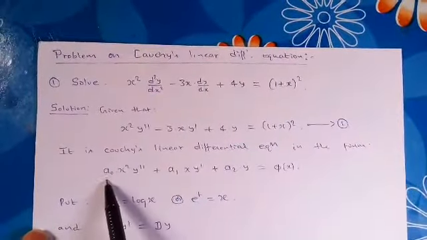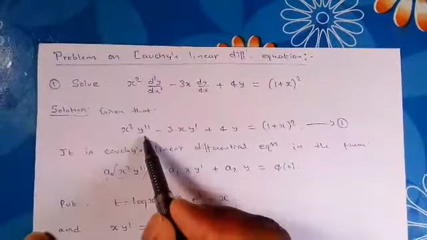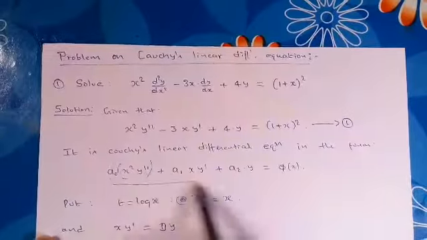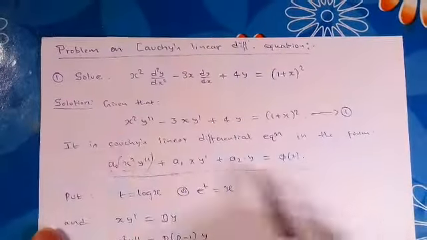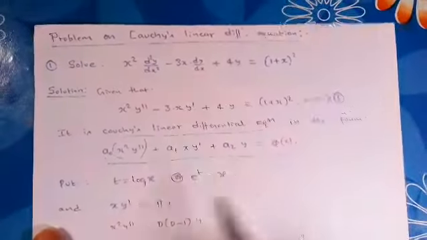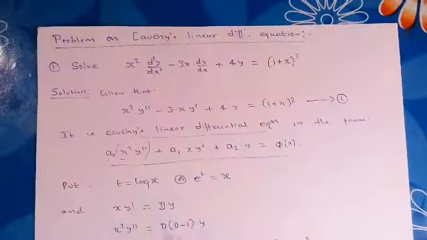It is in the standard form a naught x square y double dash. Here observe that y double dash is multiplied with x square and y dash is multiplied with x. So it is in the standard form of Cauchy equation. Therefore, we conclude that it is a Cauchy linear differential equation. Then we have to reduce this equation into a differential equation with constant coefficients.